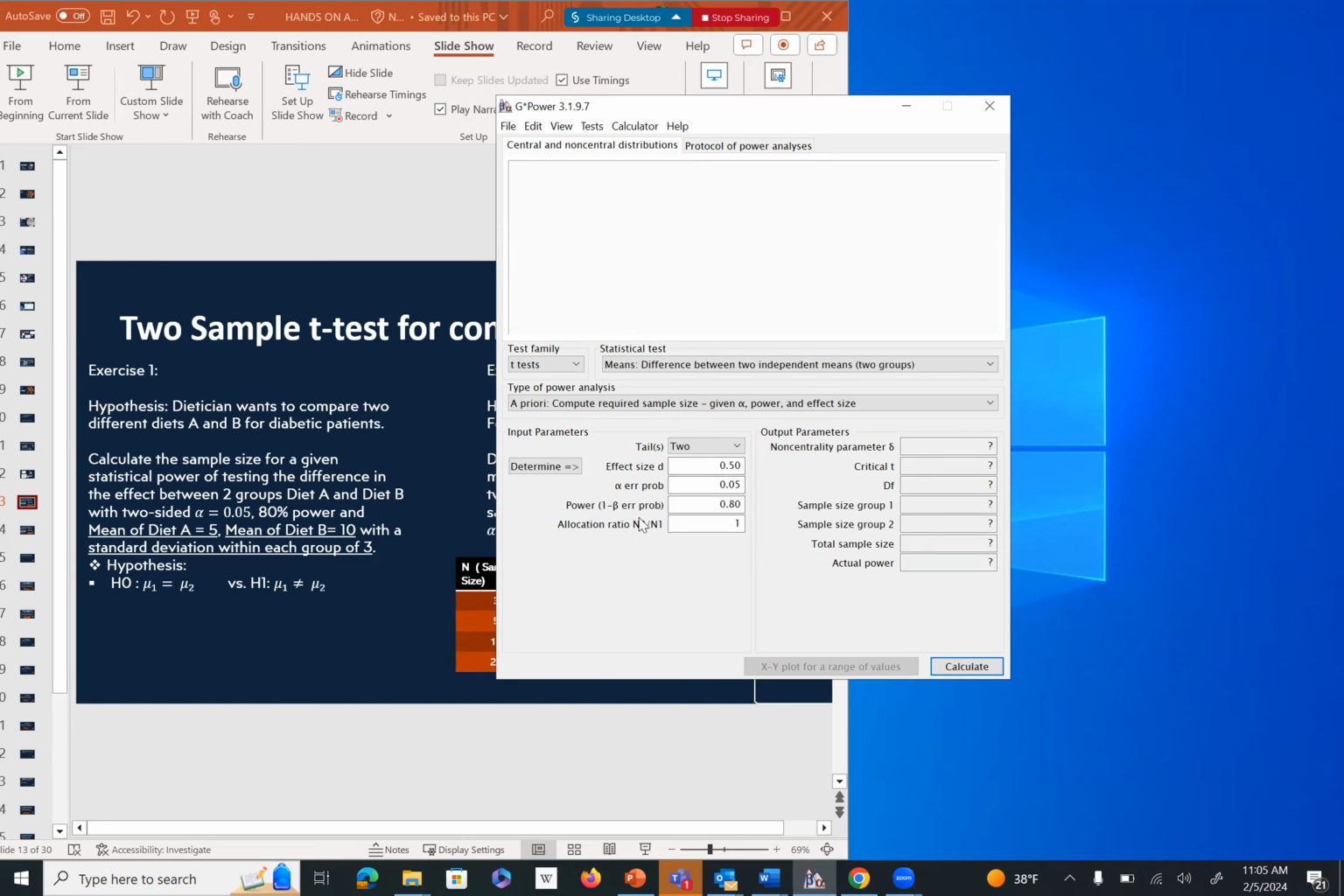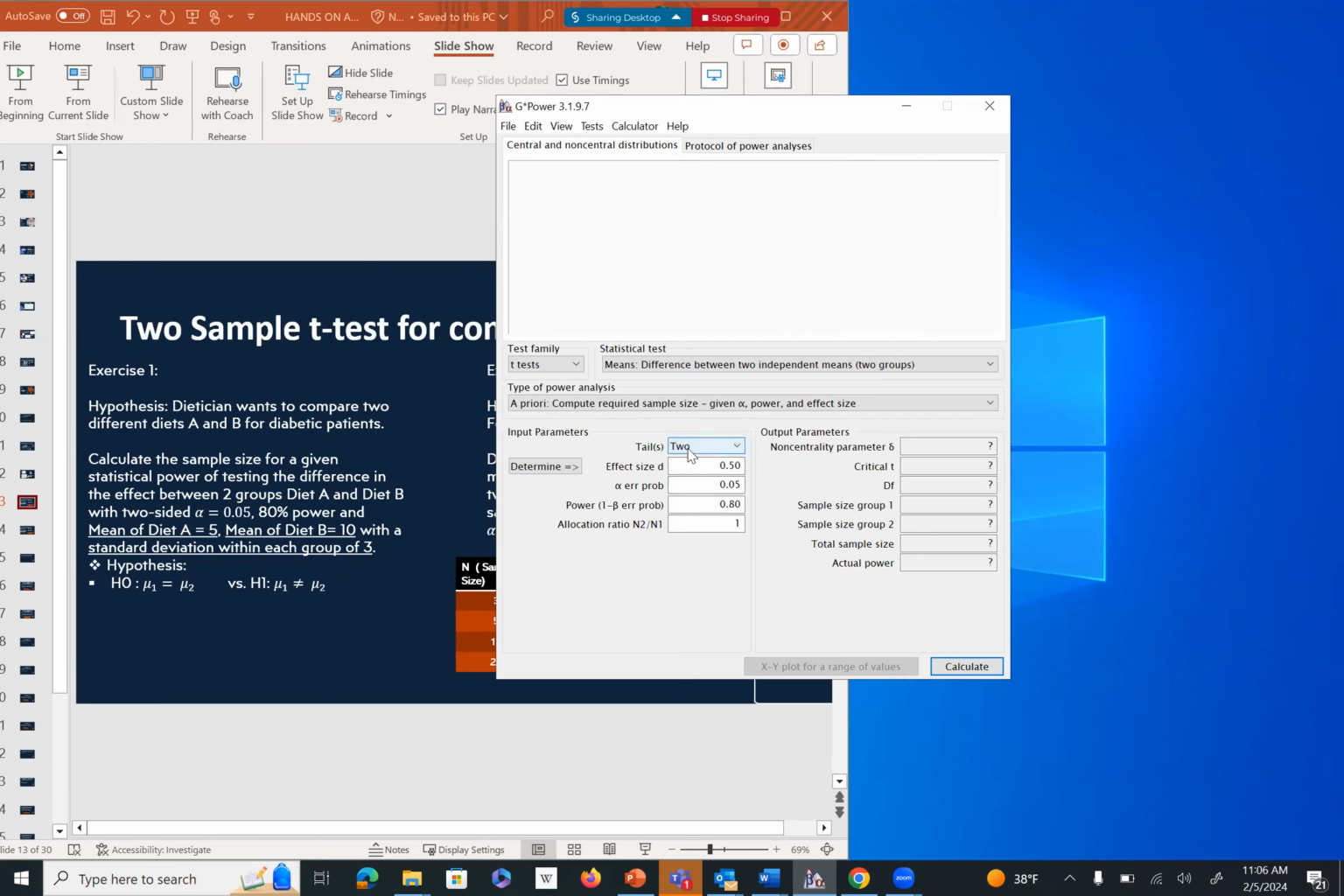Allocation ratio is how you are distributing patients between the two samples. For example, here I'm saying that patients are equally distributed in the samples, so my allocation ratio is 1. For this exercise, my alpha will be set to 0.05, my power will be set to 0.80, and I am performing a two-tailed test.